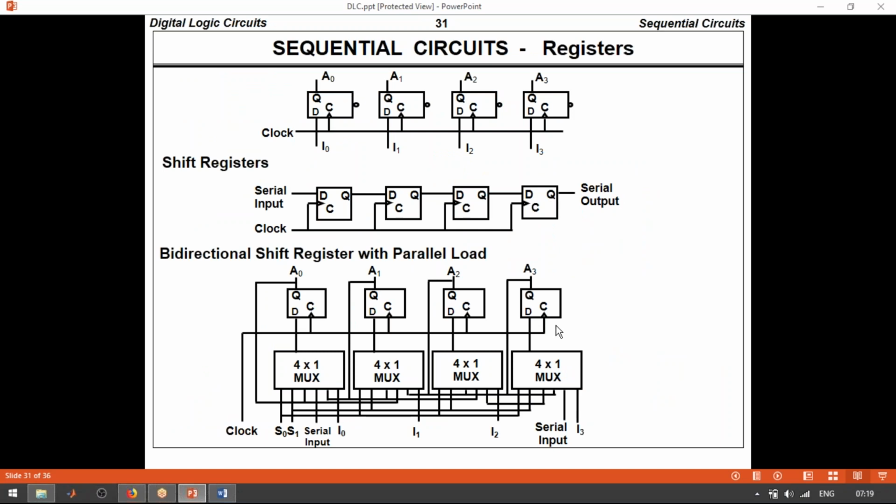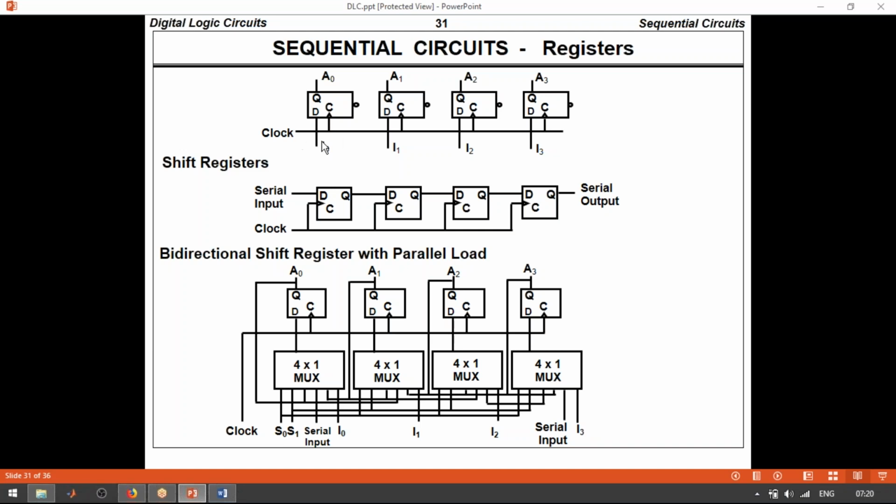Next one is shift registers. In a shift register, whatever input I give will be shifted to the output side based on the clock we are applying. Here you have a clock pulse and you have a D flip flop. What is the functionality of a D flip flop? Delay. Delay means whatever input we give, the same input comes at the output side.